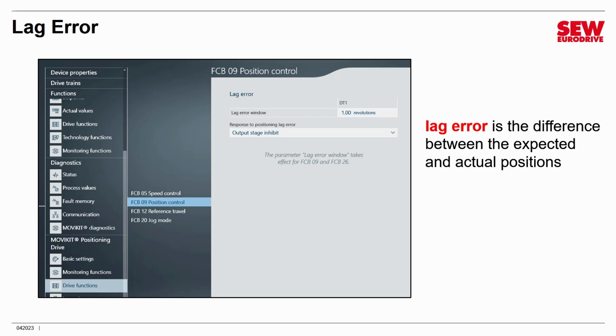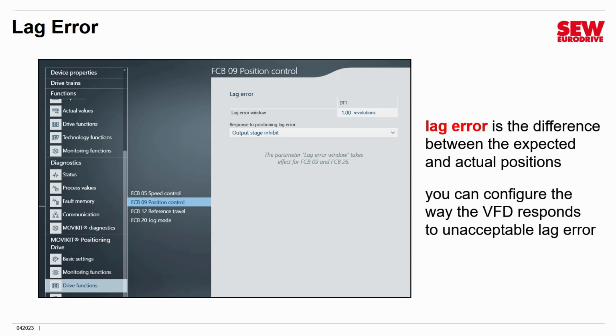Now this is where you set how much lag error you want. You set the lag error window. It defaults to 1 revolution. If there is more than 1 revolution difference between the expected and actual positions, it will go into the fault condition. And what's important to notice here is you can also configure the response. Right now, it's set to output stage inhibit, so that would simply shut the VFD down. But you could set other responses, and you could even say to ignore it if you wished, although that is not typical.